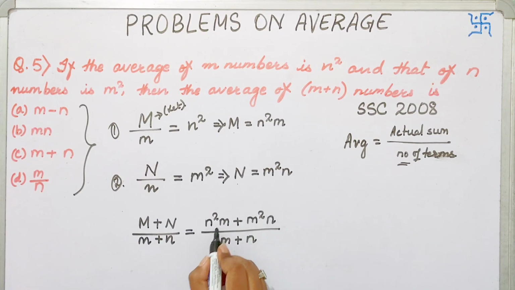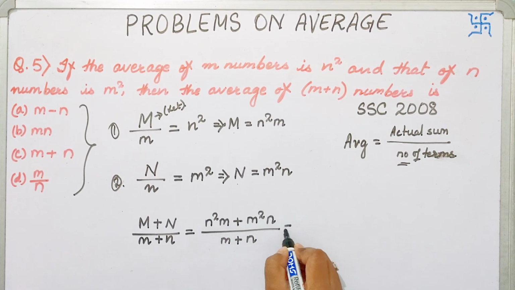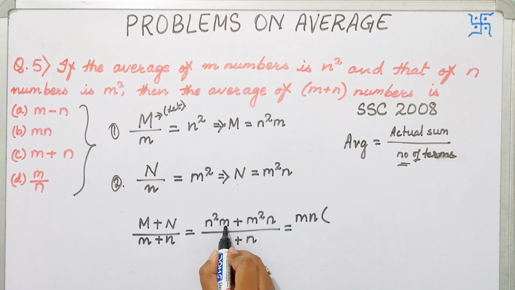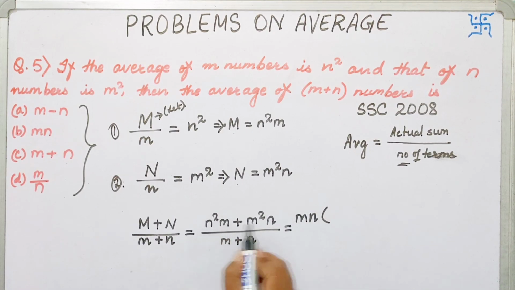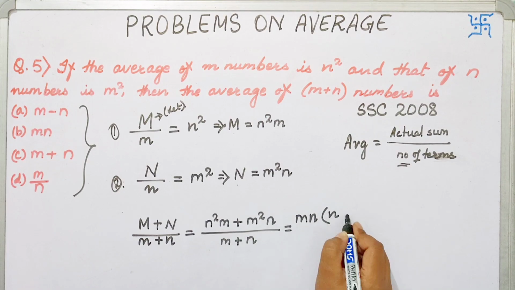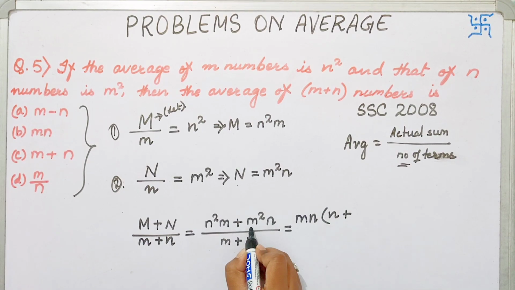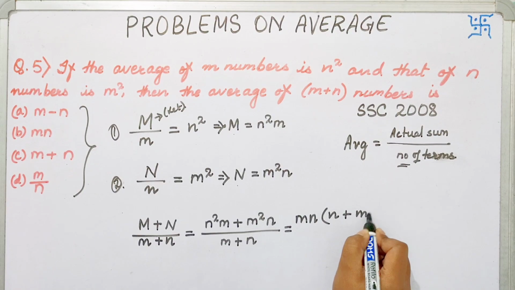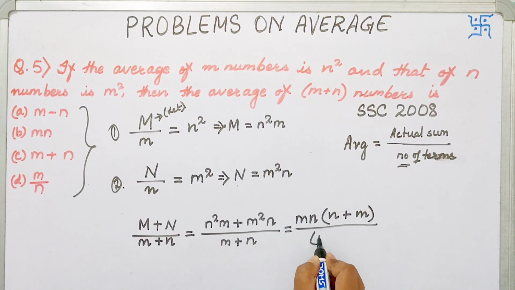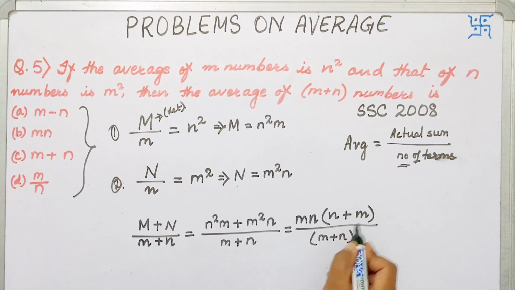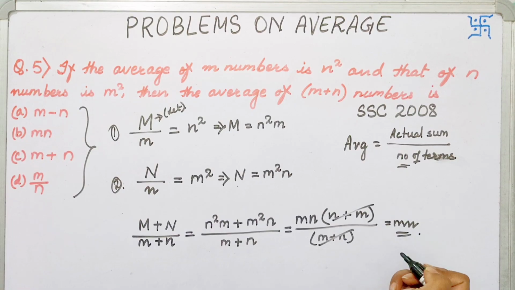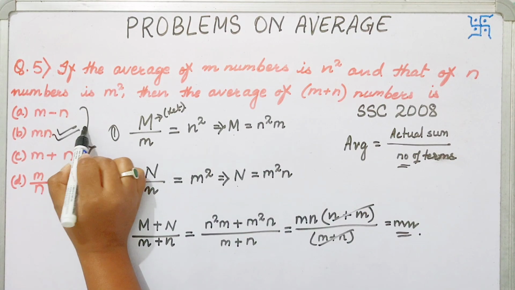Over here mn, this is common in both, so we will take it as common, mn, and the remaining part is, from here m is already taken. Now it is n square, 1n is taken, so the remaining is 1n inside it, plus the same way 1m is gone over here and the n is gone, so 1m is left. Now divide it with m plus n. Now n plus m, same thing as m plus n, so that this can be cancelled out, so the remaining part is mn. And this is our answer. That means option B is the correct answer.